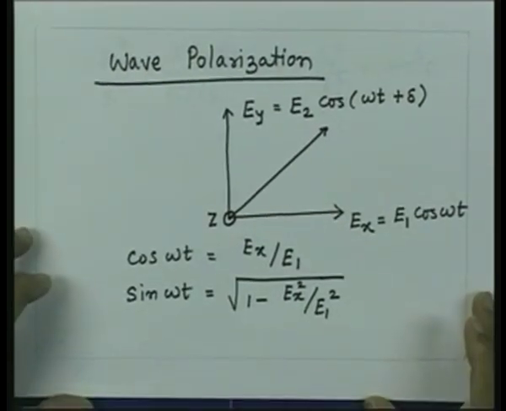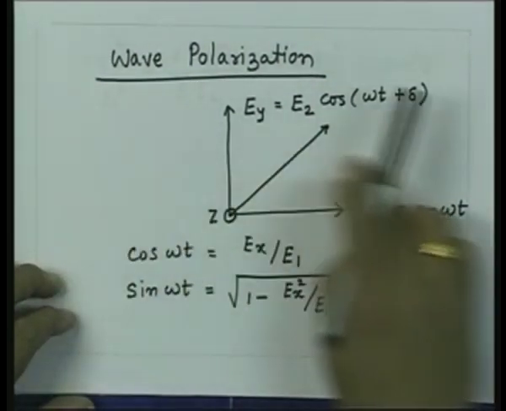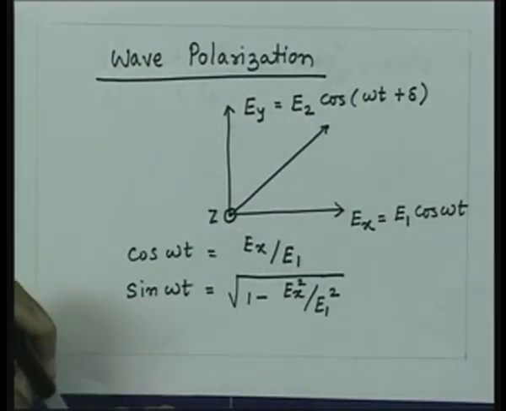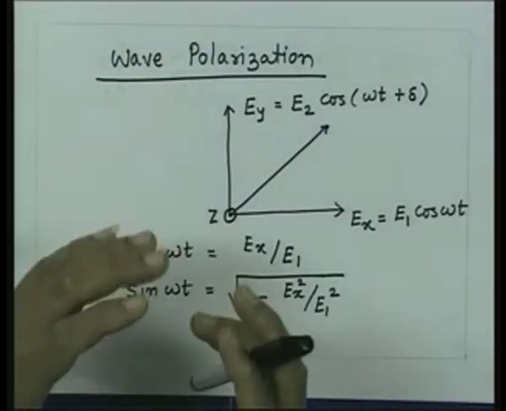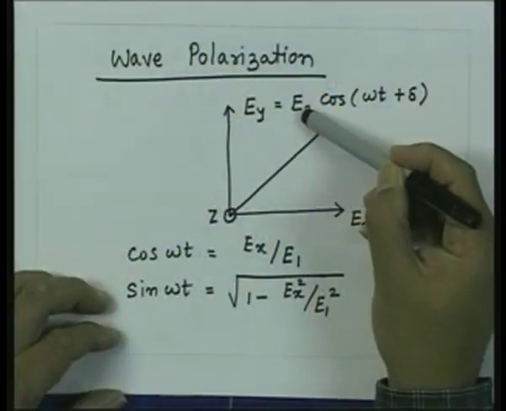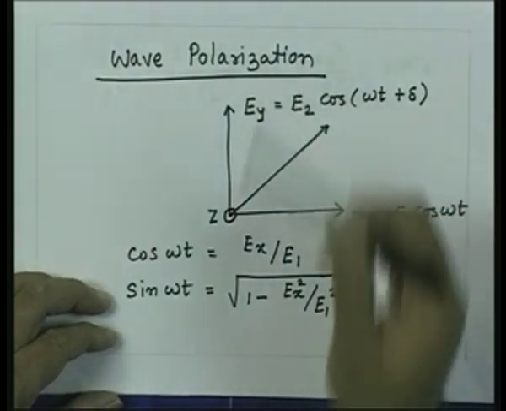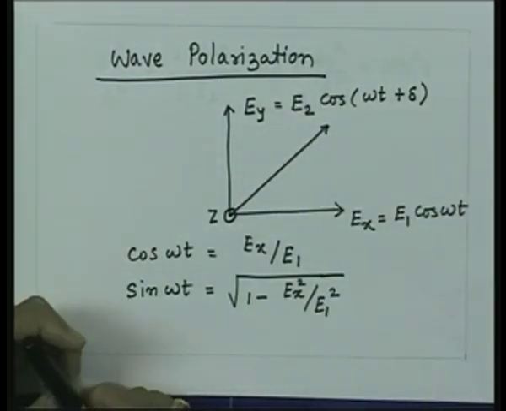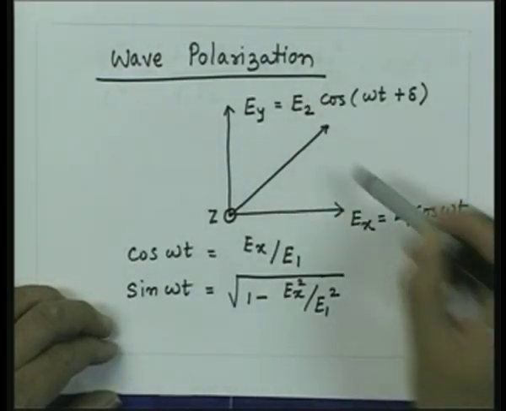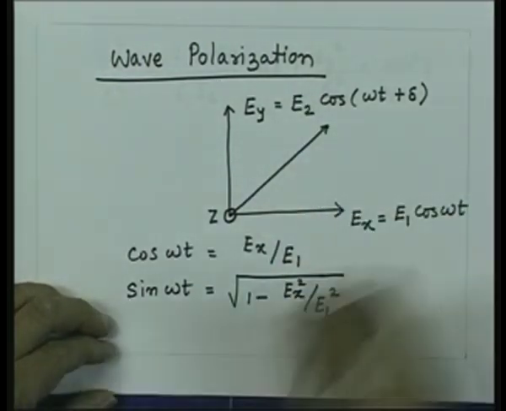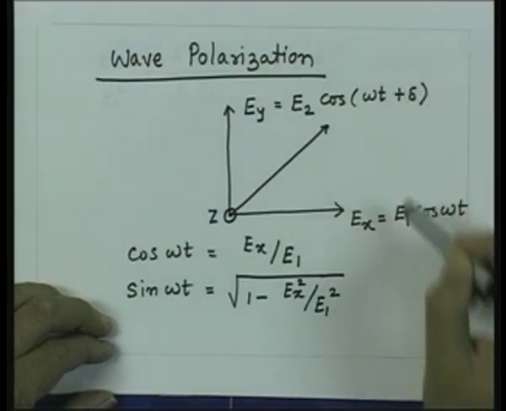Keep in mind here that we are interested only in the shape which the tip of the electric field vector draws as a function of time. The size of this ellipse does not matter. As long as the shape of the ellipse is the same, that means its orientation is the same and its axial ratio is the same, it represents the same state of polarization. So, the absolute values of E1 and E2 do not matter as far as the state of polarization is concerned. What matters is the ratio of these two quantities, E1 and E2, and the phase difference between the two electric fields, Ex and Ey.